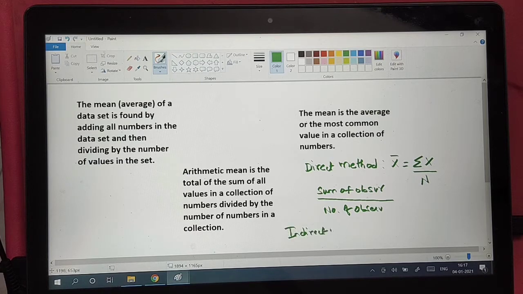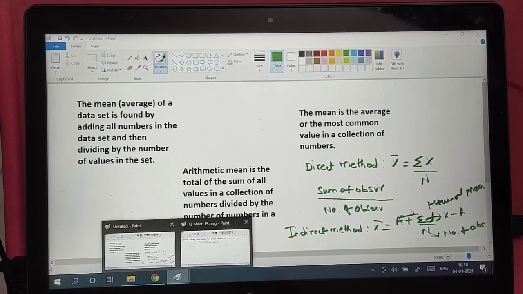The second one is the indirect method. In the indirect method, our formula changes to a plus sigma d by n. Here, a is the assumed mean, and n is the same, the number of observations. And d uses a shorter formula, which is x minus a. We'll get into the formula in much more detail. So let's go ahead with the problem.